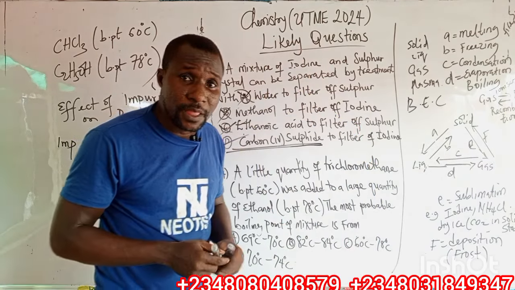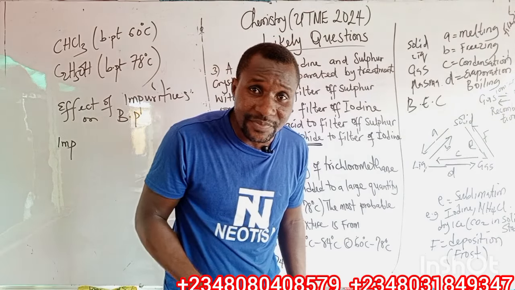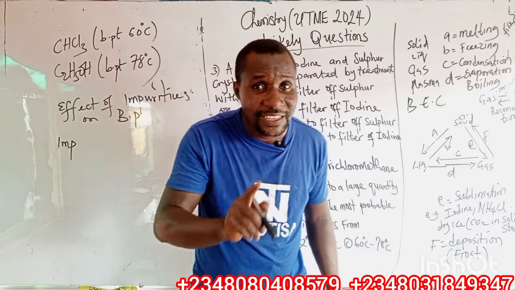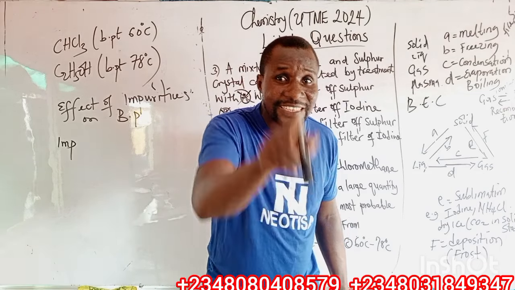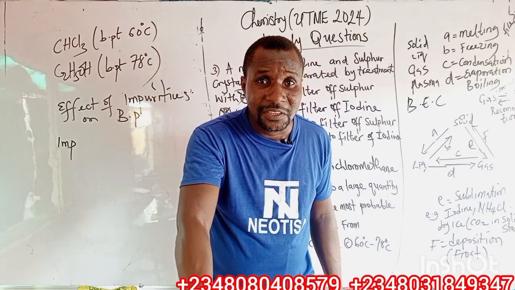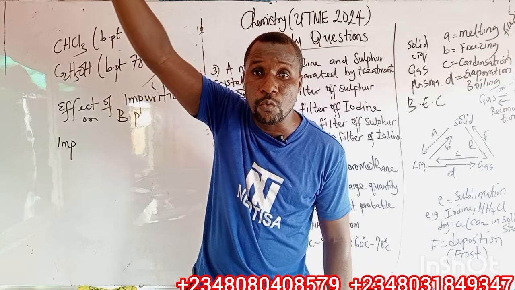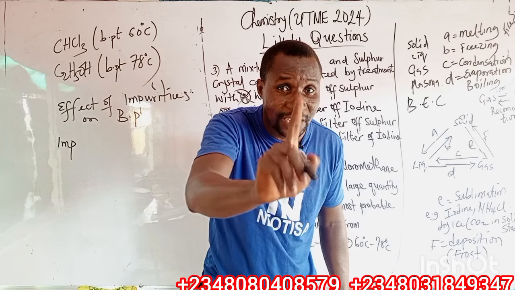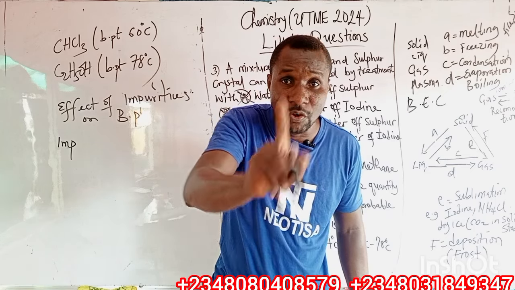Then take note of this. When ethanol is added to water, it's an exception. Ethanol is an impurity added to water, but that one will lower the boiling point of water. Ethanol is an exception to what? Impurity increasing the boiling point of water. When ethanol is added to water, it lowers the boiling point of water. Take note of that.